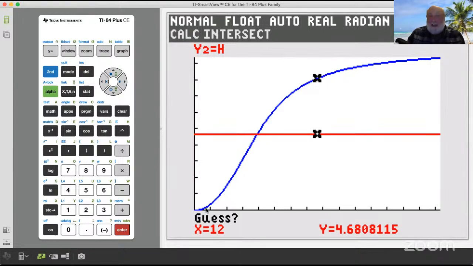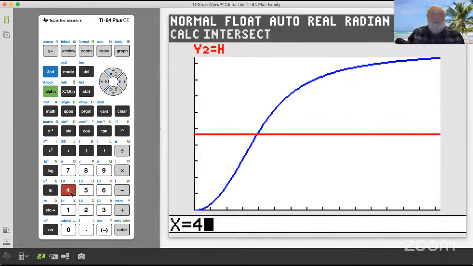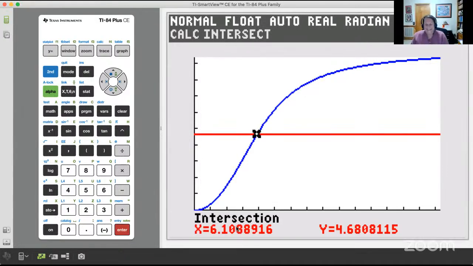And a guess, well, I'm counting 1, 2, 3, 4. Looks like somewhere around 4? Those tick marks, oh, those might not be integers. Well, I'll put in 4 anyway and see what it gives me. Ah, there we go. Those tick marks are definitely something different. So 6.109 is going to be rounded to 6.109. Yep, good, right on the money. We got it.